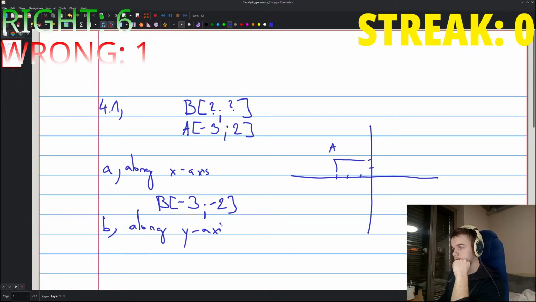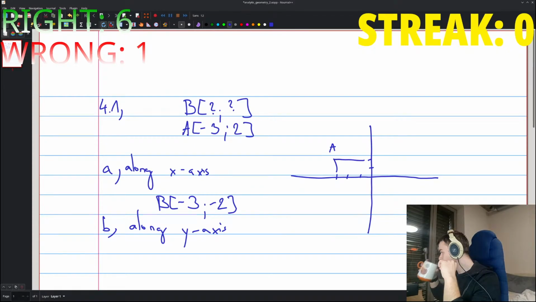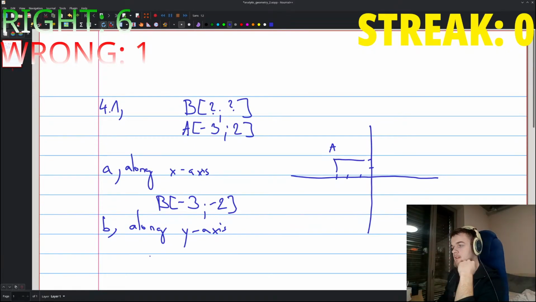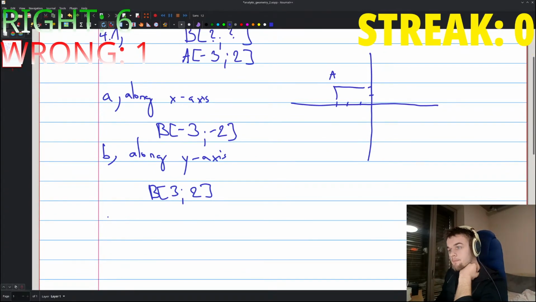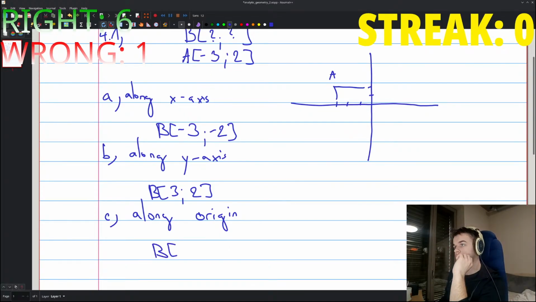Along the y-axis, that's the same, but you reverse the other coordinate, the x coordinate, so it's going to be 3, 2. And for the origin, you reverse both. So it's going to be 3, minus 2.